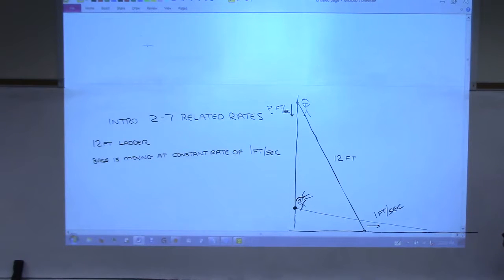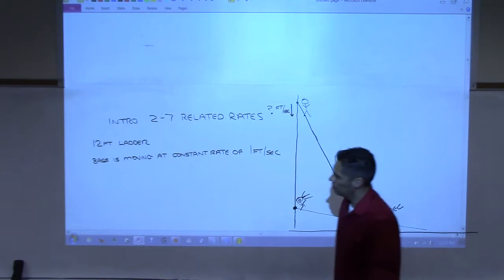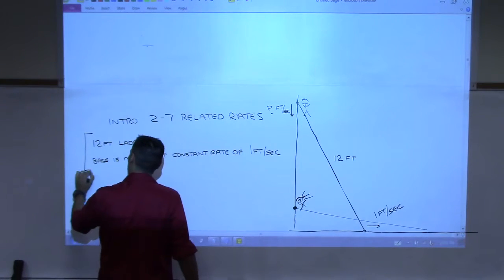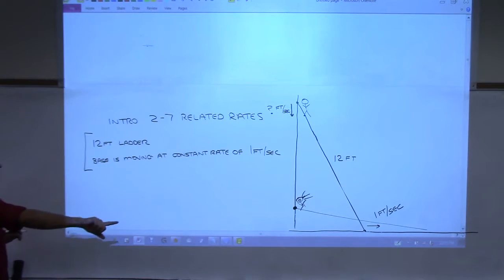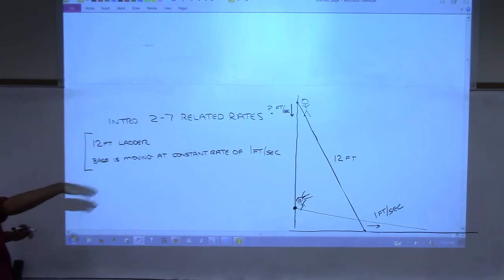Here's what I'm going to ask you first. So that would be given in the problem, all right? You've got a 12-foot ladder. The base is moving at constant rate, 1 foot per second, away from the wall, all right?